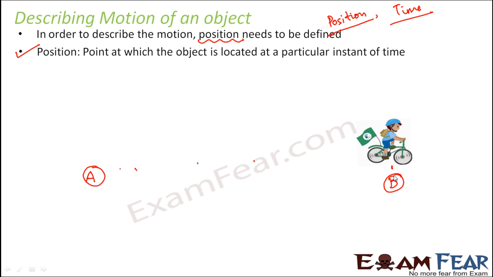So in this case, we could clearly say that motion had taken place because there is a change in position. And how do we know there is a change in position? Because we had defined the initial position, and therefore we can determine if the final position is the same as the initial position or different from the initial position. So knowing the position is very, very important.